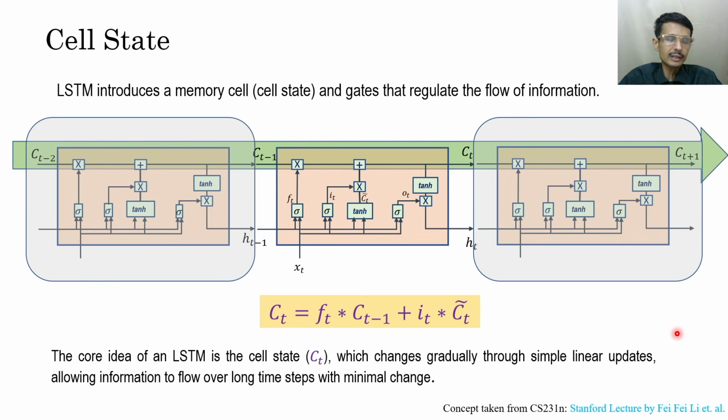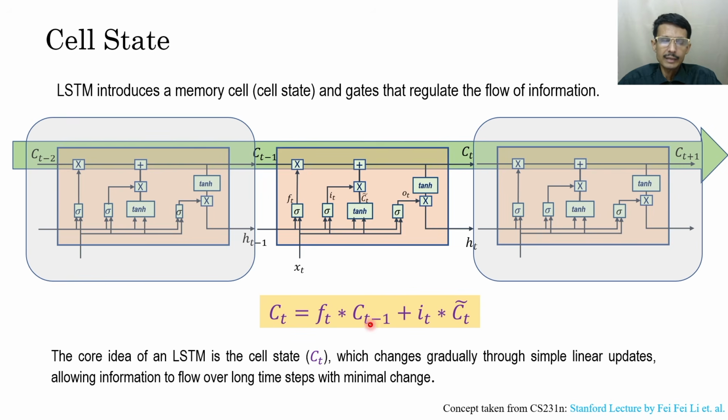Now we are going to understand another important concept of LSTM called cell state. What is cell state here? If you see, this is the input from the previous state, and this is going to flow without much change, or the change is a linear change. Now if ft is very close to 1, then ct is very close to ct minus 1.